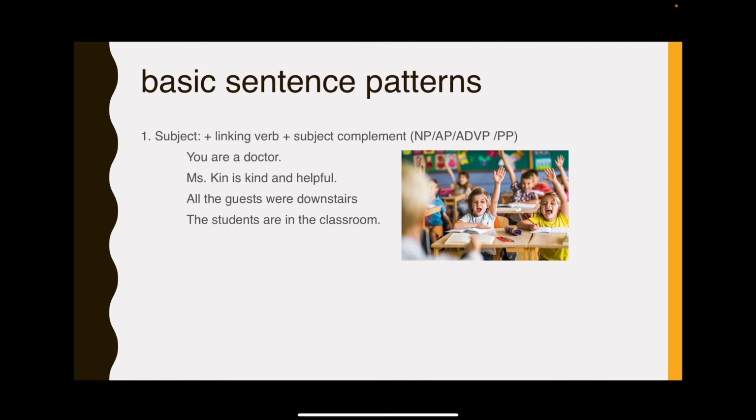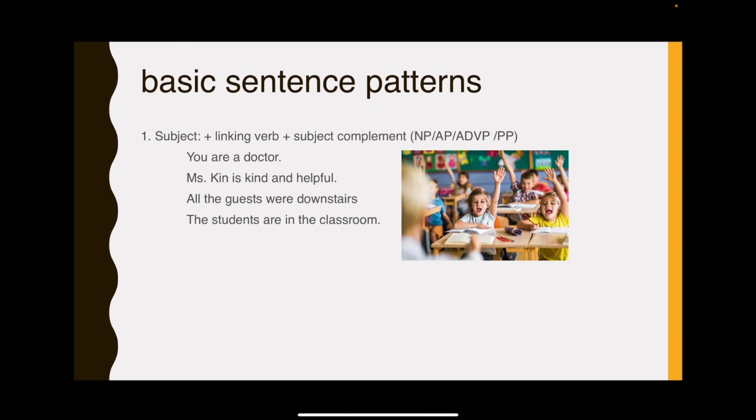Good. "Miss Kim is kind and helpful." "Kind and helpful," that is an adjective phrase, right? "All the guests were downstairs." "Were downstairs." So "downstairs" is an adverb phrase, that is to tell about the place, right? "The students are in the classroom." So "in the classroom" is the prepositional phrase. So all of these are possible to be the subject complement of this type of sentence.